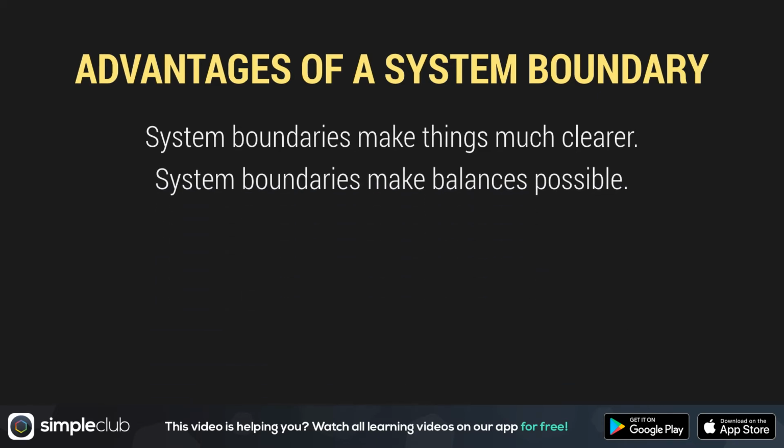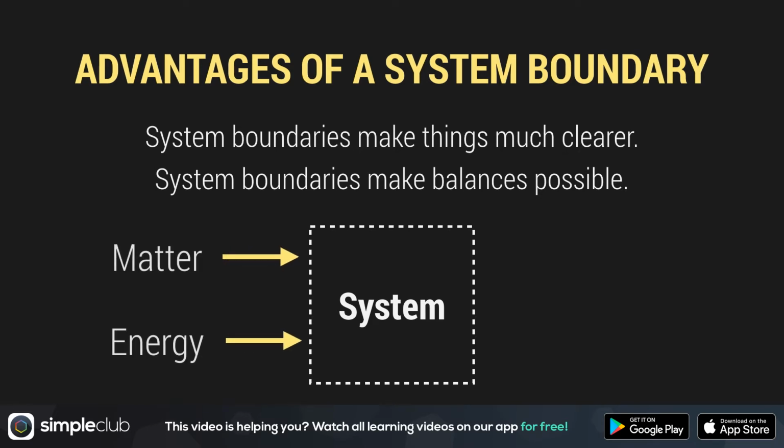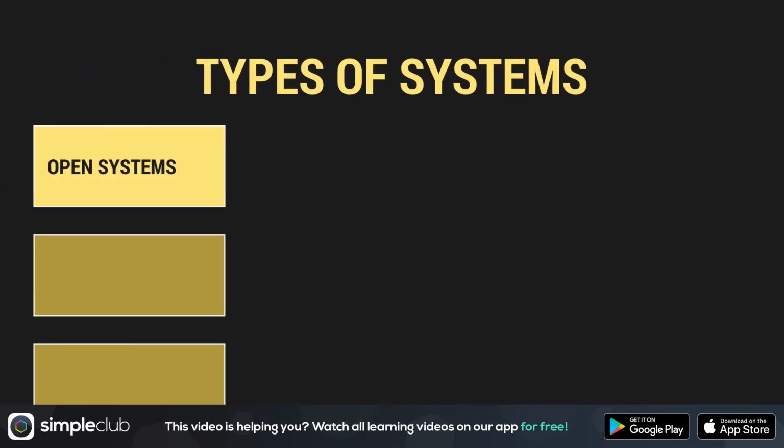And what do we want to balance? Just two things actually: matter and energy. We want to know how much matter and energy comes into our system and how much goes out again. Luckily, a few bright minds have already given this matter a bit of consideration. Let's take a look at the types of systems we can have.